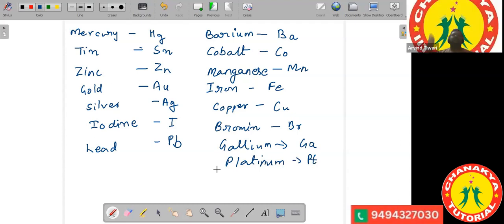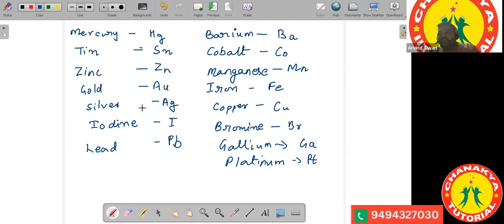So these are some of the names which you should know. These are the elements, the purest forms. Mercury, tin, zinc, gold, silver, iodine, lead, barium, cobalt, manganese, iron, copper, bromine, gallium, platinum. These are some of the elements which have been listed over here.